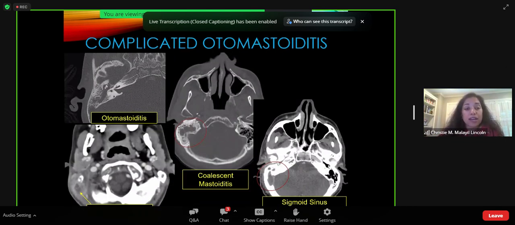So just a few of them that I wanted to highlight to you: the Bezold abscess, the coalescent mastoiditis, and sigmoid sinus thrombosis. So those are the things that we've just went over. Other complications include petrous apicitis, labyrinthitis, meningitis, epidural abscess or brain abscess, and lateral temporal bone venous infarct from the vein of Labbé, propagating the thrombosis there.